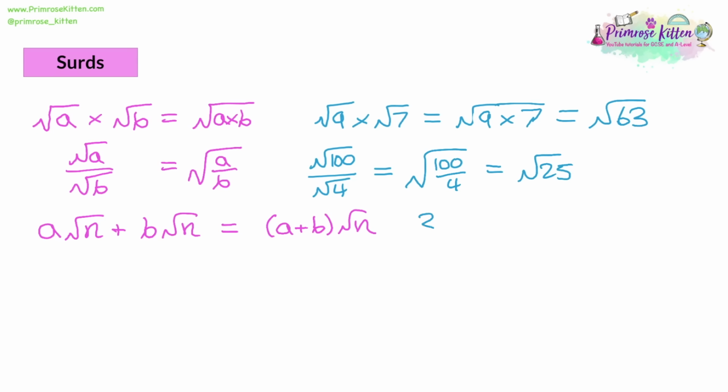So if we had 3 lots of root 7 plus 2 lots of root 7, then all it means is that would give you 5 lots of root 7. And the same thing would work with subtraction.